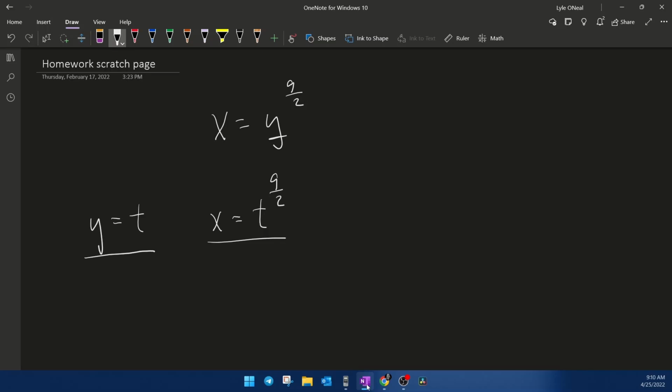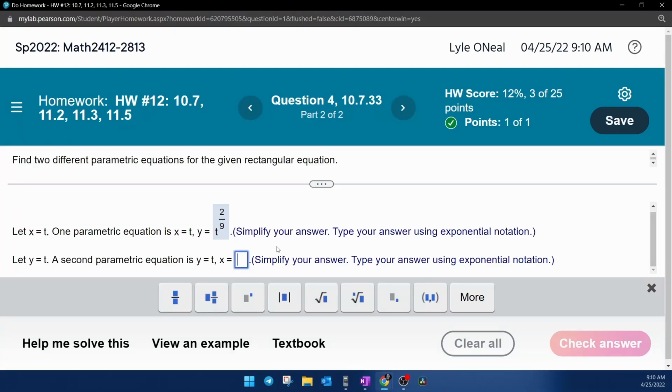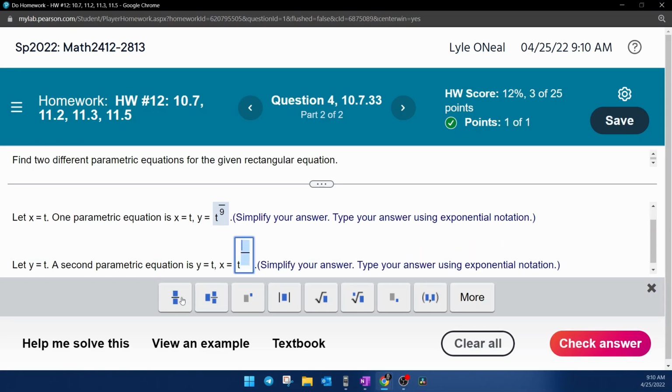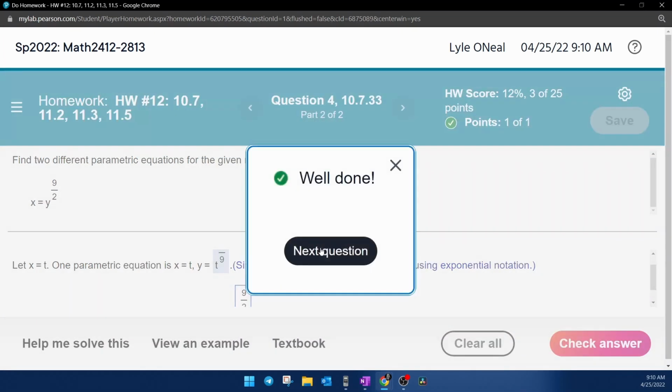Let's go see if we're right. All right, so if y equals t, then x equals t to the 9/2. And that's going to do it for that problem.